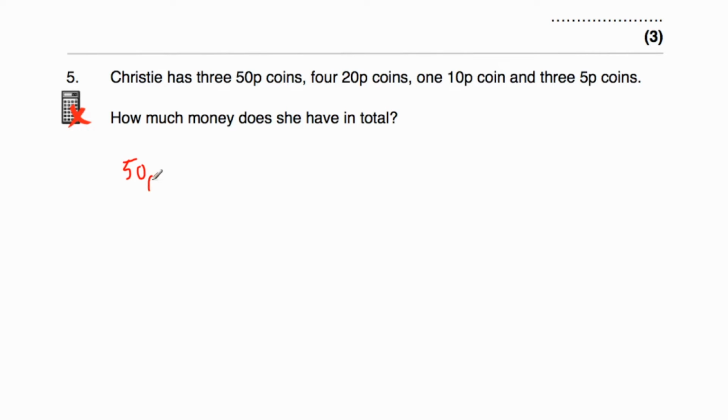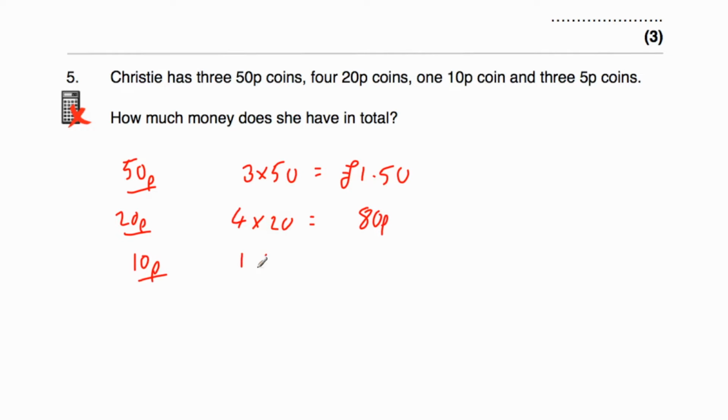So let's focus on the 50p coins to begin with. So the 50p coins, she's got 3 of those. So 3 times 50, well, 3 50s is 150, or £1.50. So if you've got 3 50p coins, that's £1.50. The 20p coins, which she's got 4 of those, so 4 times 20p is equal to 80p, so that's 80p. Next, 1 10p coin, so 1 times 10p is 10p. And then finally her 5p coins, she's got 3 times 5p, and 3 5p coins is 15p.